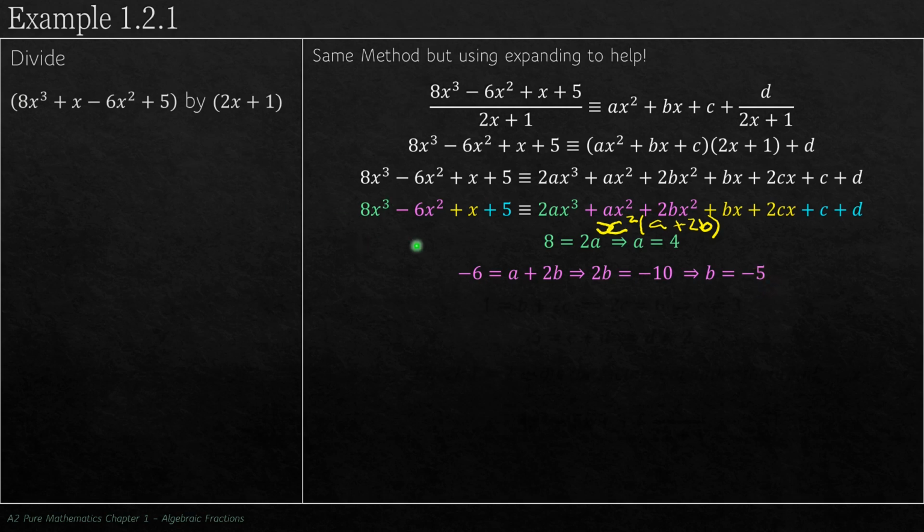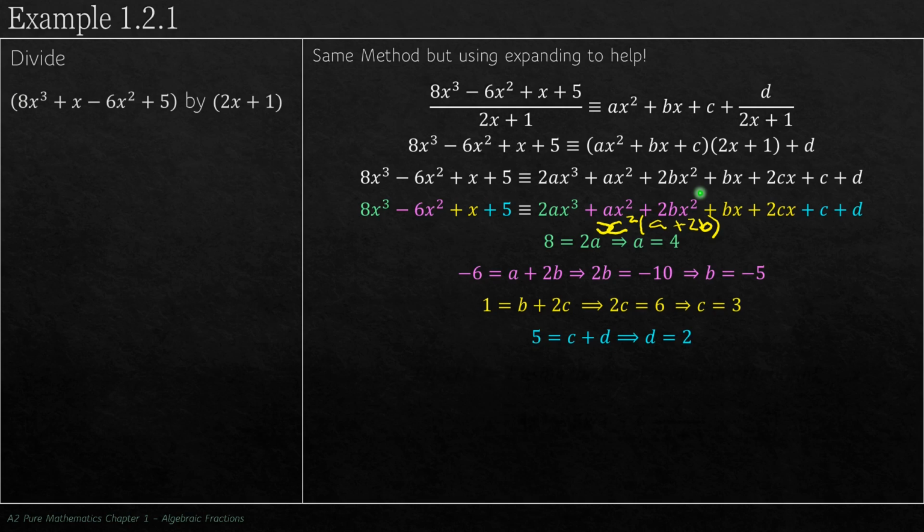Moving on to the linear term. So I've got plus x here, and then I've got a b and 2c. So when I equate those, I get this equation here. We know that b is equal to minus 5. Substitute it in and add it across, giving me 2c is equal to 6. Solving, we've got c is equal to 3. And then for the constant term, I've got 5 and c plus d over here, filtering the 3 through. So we get 3 here, subtract it off, d is equal to 2.